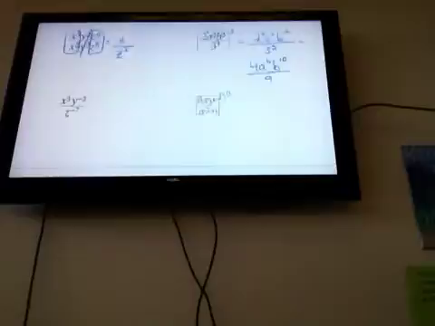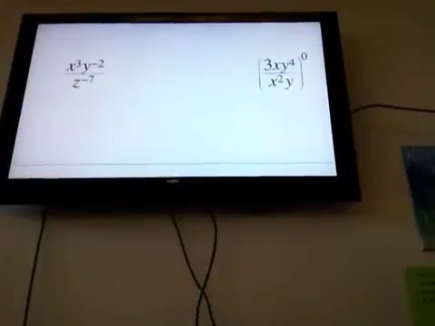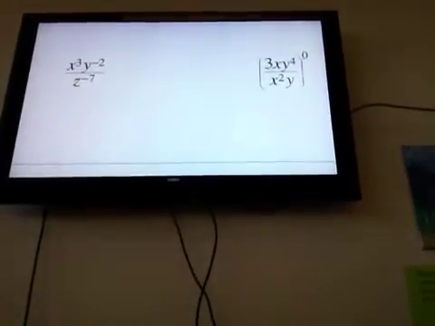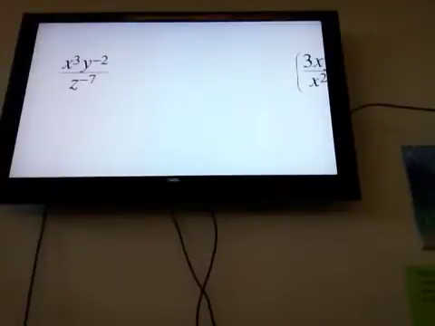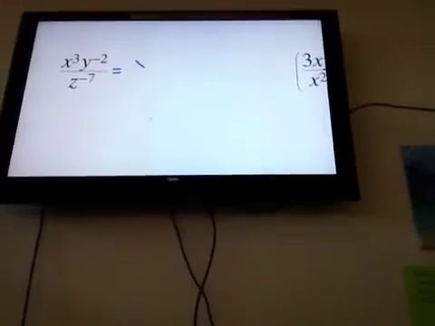Okay, so here are these negative powers now. The rule with the negative power is really simple. If there's a negative power, move that thing to the opposite place and it becomes a positive power. So x to the third is a positive power. It's going to stay right where it is.